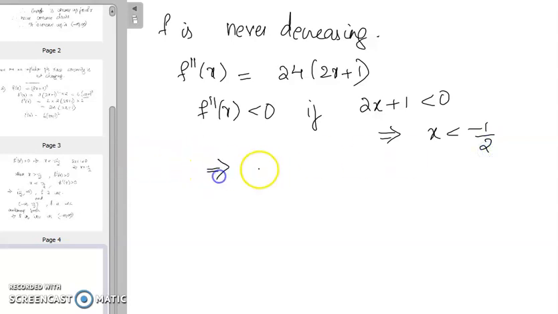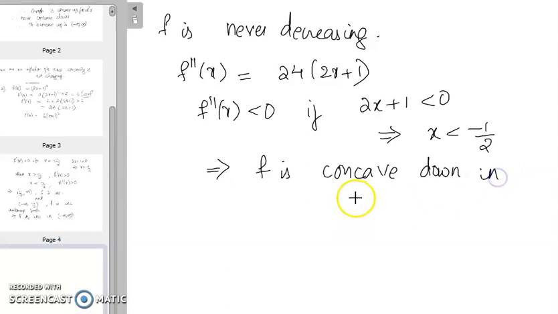So that implies f is concave down. So f is concave down in the interval minus infinity to minus 1 by 2.